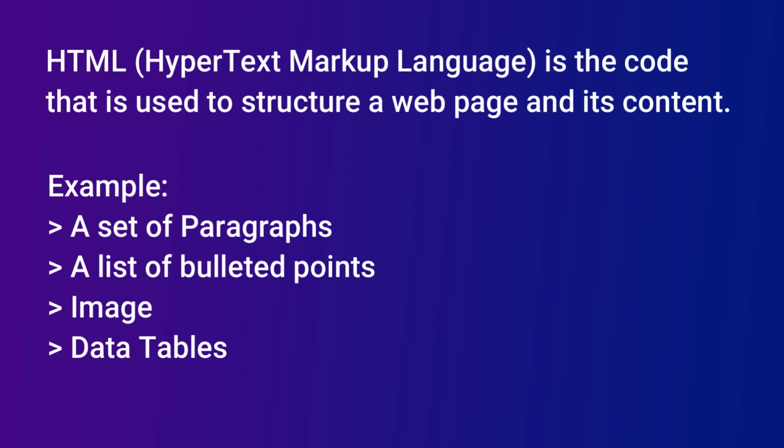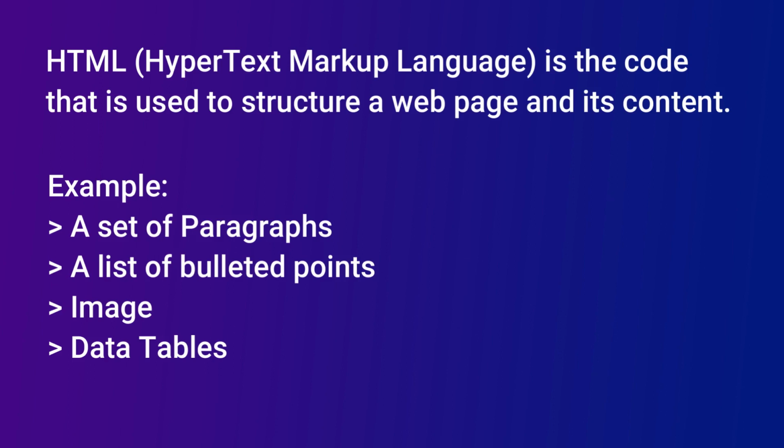So it is used to structure a web page and its content. Examples are tags like paragraphs, a list of bulleted points, images, and data tables. You will see these on the website that a visitor searches, such as paragraphs of text, bulleted points, images, data tables, and links.